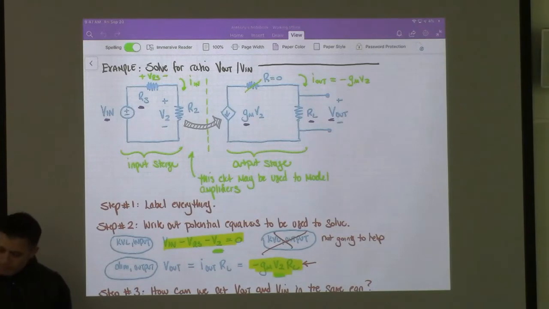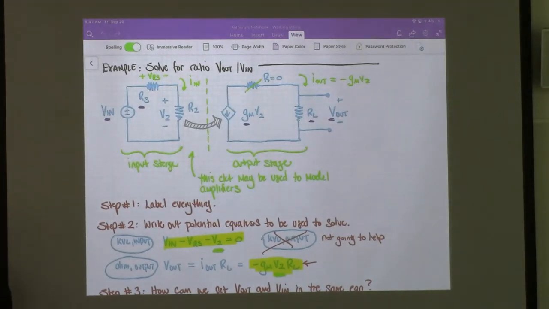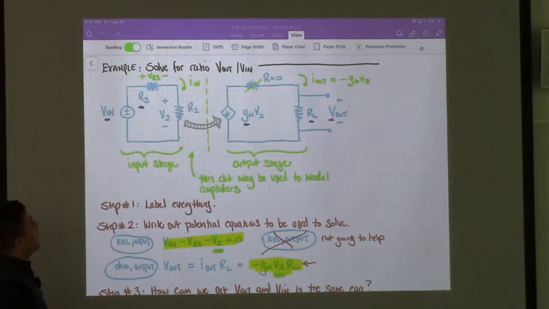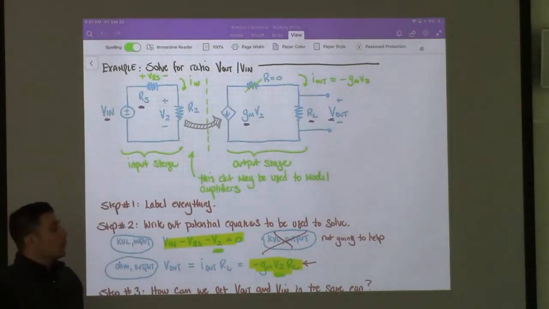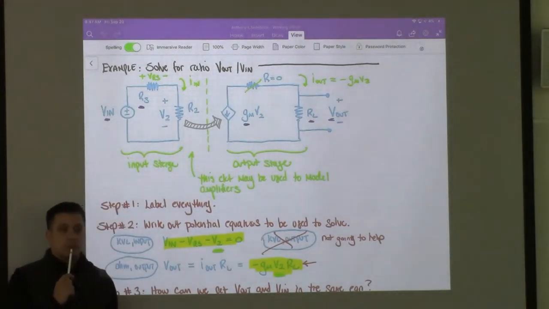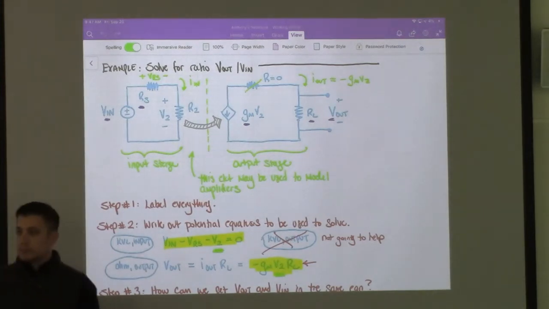So now let's, again, take a look at another example that has a dependent source in it. What kind of source is this one? What's the name of it?